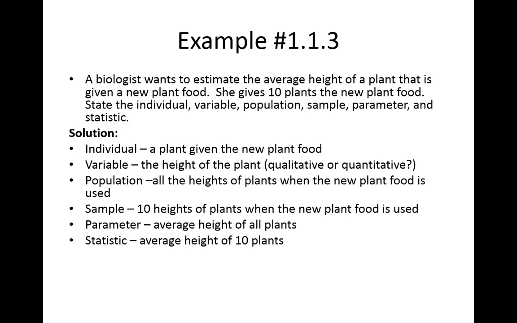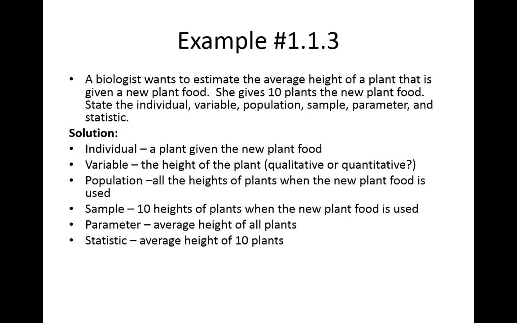Trying to figure out all the plants that have been given this food is too hard. So instead, we have a controlled sample here. We only picked 10, and so our sample has 10 numbers that indicate the heights. If we were doing the parameter, we'd have to take all the heights of that big set, which could be, I don't know, thousands of plants that have been given this new plant food. But the statistic would be the average on just those 10, the subset of 10 plants that we picked out. And again, the sample is a set of 10 numbers that are the heights of those plants.